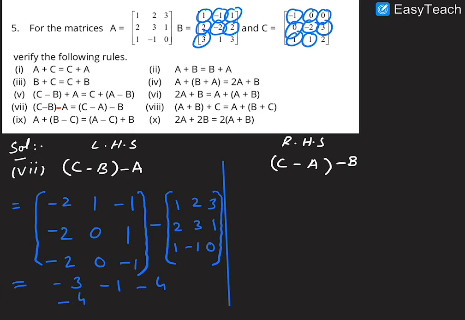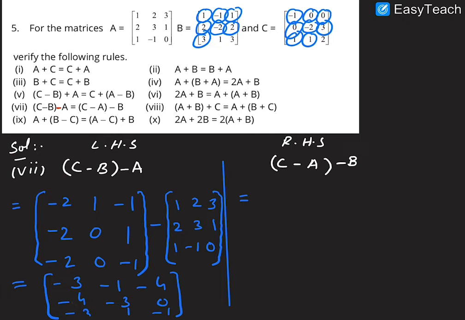Negative 4. 0 minus 3 will be minus 3. 1 minus 1 will be 0. Minus 2 minus 1 is minus 3. 0 plus 1 will be 1. And minus 1 plus 0 will be minus 1. Similarly, C minus A.